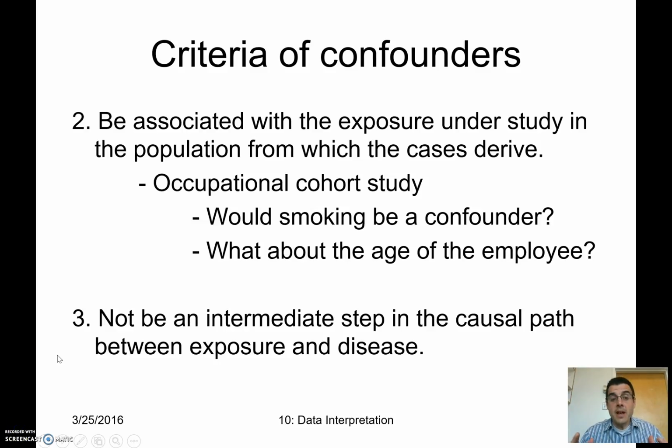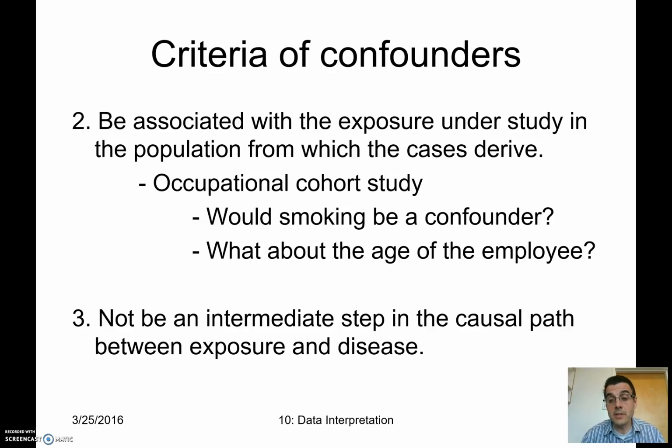And finally, the final piece that's really important when you think about the criteria of a confounder is that it cannot be an intermediate step in the causal path between exposure and disease. Remember that a confounder has to be causal. It actually has to cause the disease. It's not that one exposure and another exposure will ultimately only cause the disease.